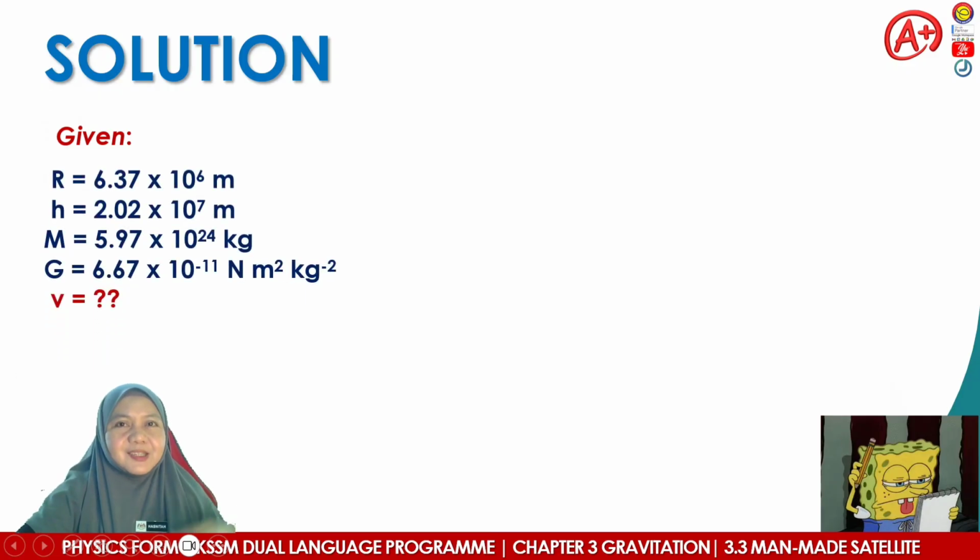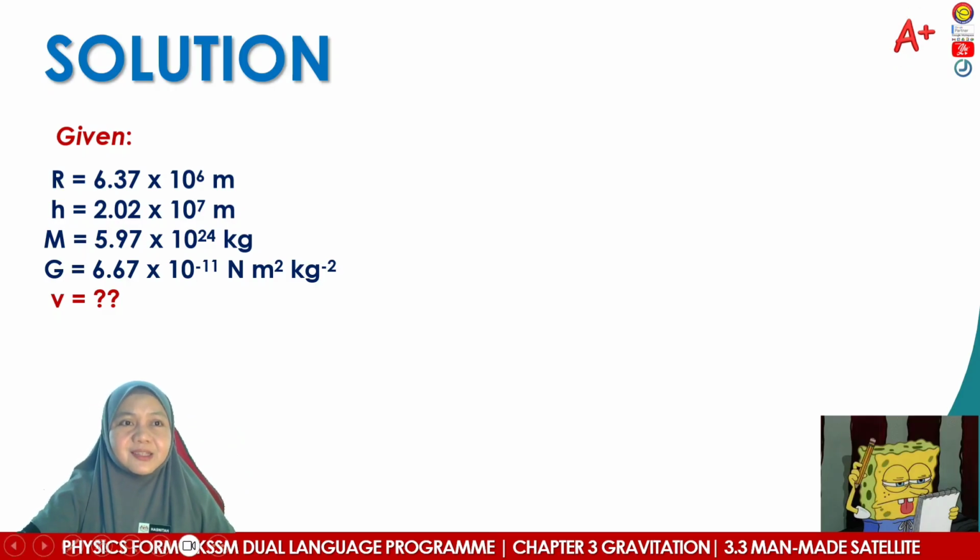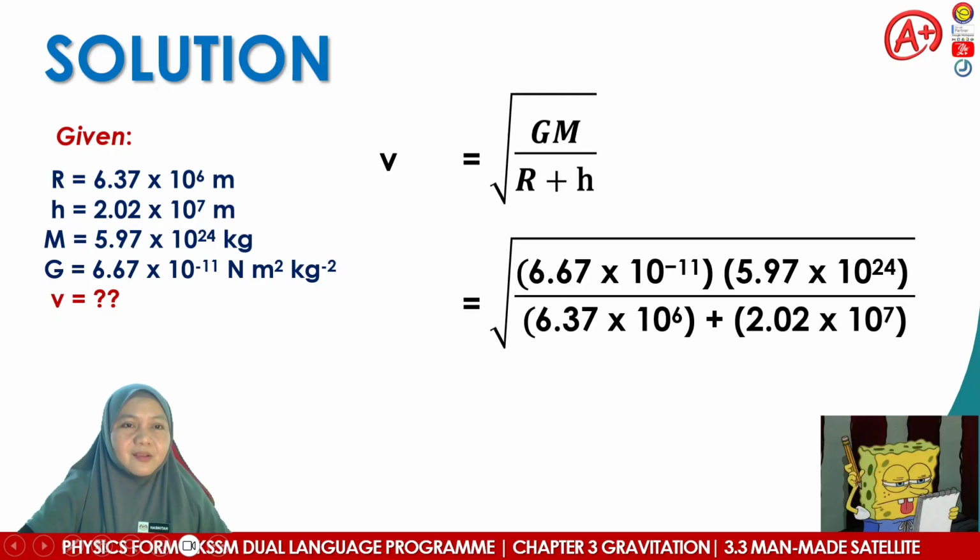Okay, so first, students, remember how to solve a problem properly. First, you extract or list out all the given information. So this is all the information from this question. So we want to find the linear speed. And this is your formula for linear speed. Okay, below here is the radius of Earth. So we have to add the Earth's radius plus the height of the satellite from the Earth's surface.